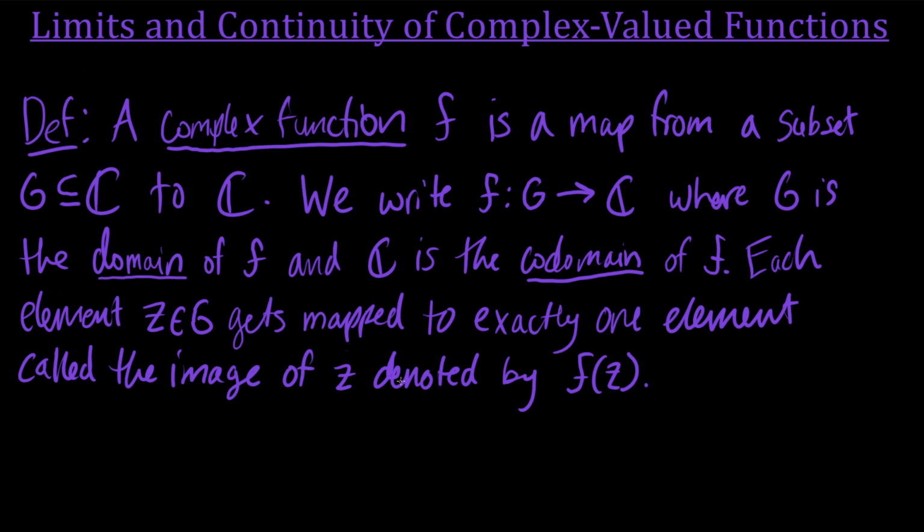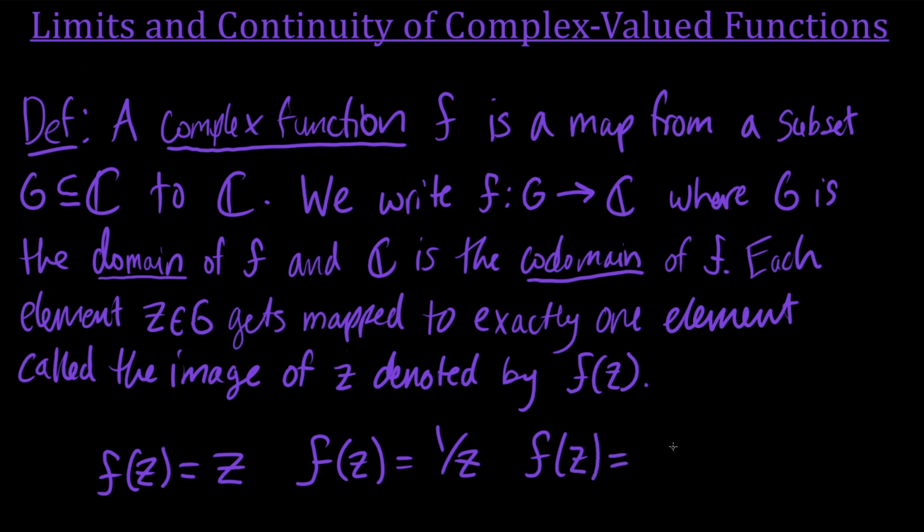So some examples of complex valued functions might be f of z equals z, which is just the identity map, right? Because it maps z to itself. We might have f of z equals 1 over z, which is the map that maps complex numbers to their multiplicative inverses, and we can even define polynomials. So we can have f of z equals z squared plus z minus 3. And so these are all valid complex valued functions.